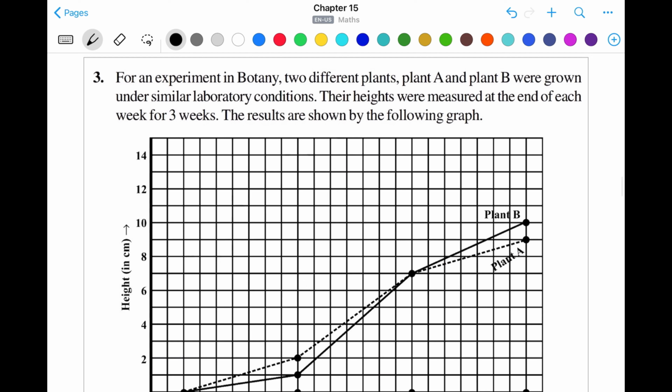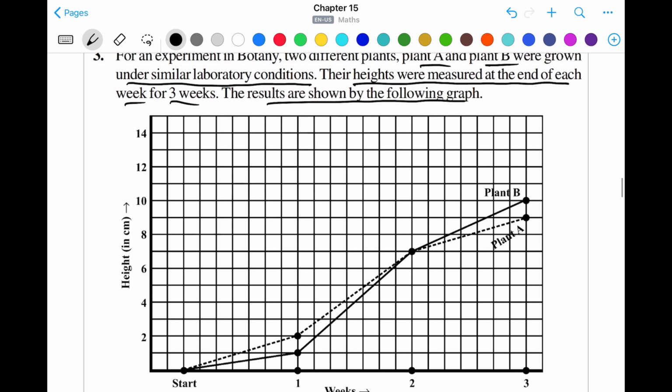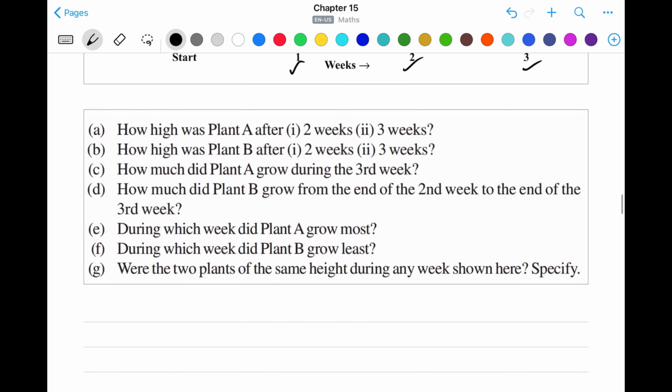Question number 3 is, for an experiment in botany, two different plants, A and B, were grown under similar laboratory conditions. Their heights were measured at the end of each week for 3 weeks. The results are shown by the following graph. Plant A is represented by the dotted line and plant B by the dark line. Their heights were recorded for 3 weeks, that is week 1, week 2 and week 3. Based on this we have to answer a few questions.